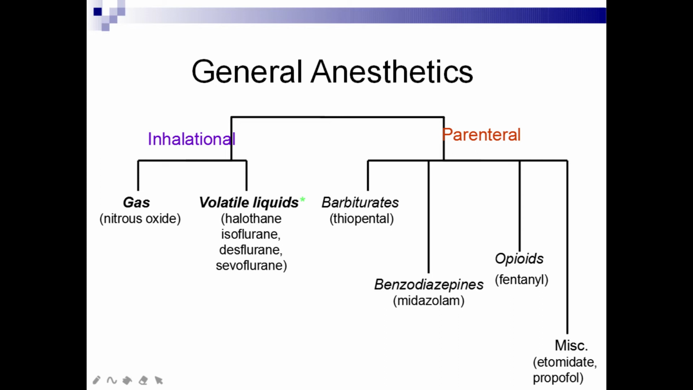General anesthesia uses intravenous and inhaled agents to allow adequate surgical access to the operative site. Inhalational general anesthetics use gas, which is nitrous oxide, and volatile liquids, like halothane, isoflurane, desflurane, and sevoflurane. Parenteral general anesthetics use barbiturates like thiopental, benzodiazepines like midazolam, opioids like fentanyl, miscellaneous drugs like etomidate and propofol.